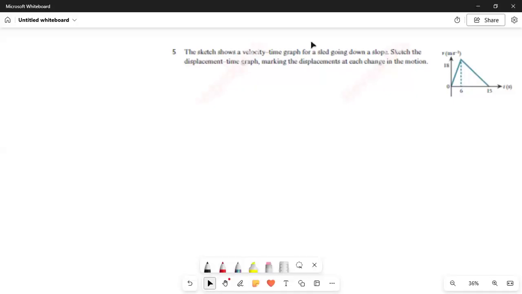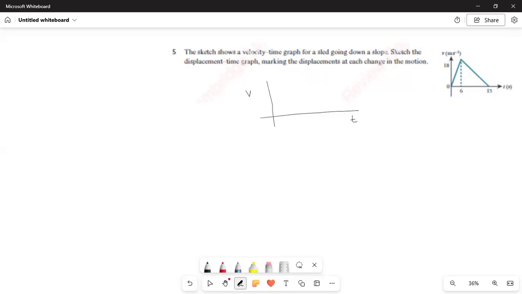We will be doing question number 5 in mechanics, chapter 1. This is a very conceptual question. Whenever you have a speed or velocity time graph, how do we find the distance?